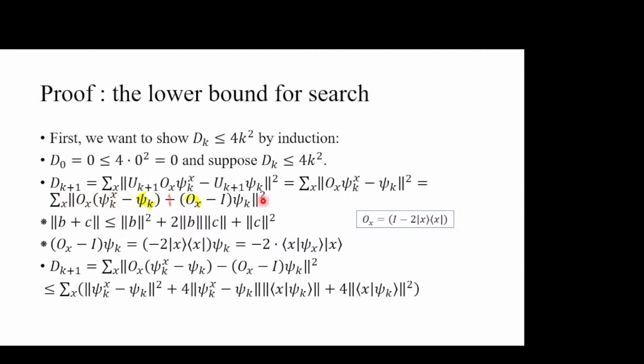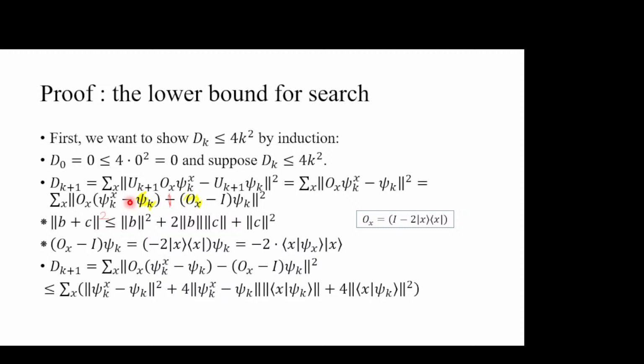So we have O_x (ψ_k^x minus ψ_k) plus (O_x minus identity) on ψ_k. Okay, and yeah, everything checks out. And then we have the norm squared of this thing. We're missing a square. Okay, so we are just going to use that the norm of b plus c, squared, is less than or equal to the norm of b squared plus 2 times the norm of b times the norm of c plus the norm of c squared. Here b and c are both vectors, but these inequalities are true for vectors. And yeah, it's pretty easy to show by Cauchy-Schwarz.